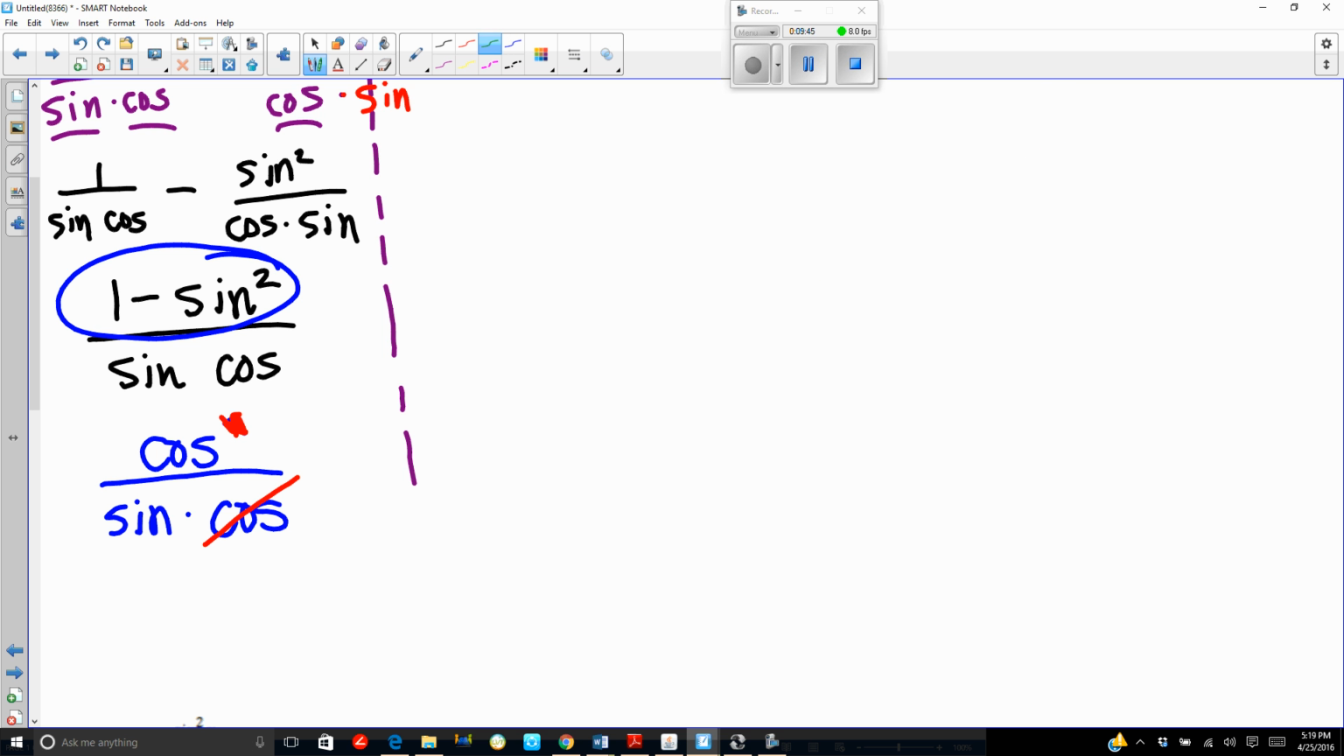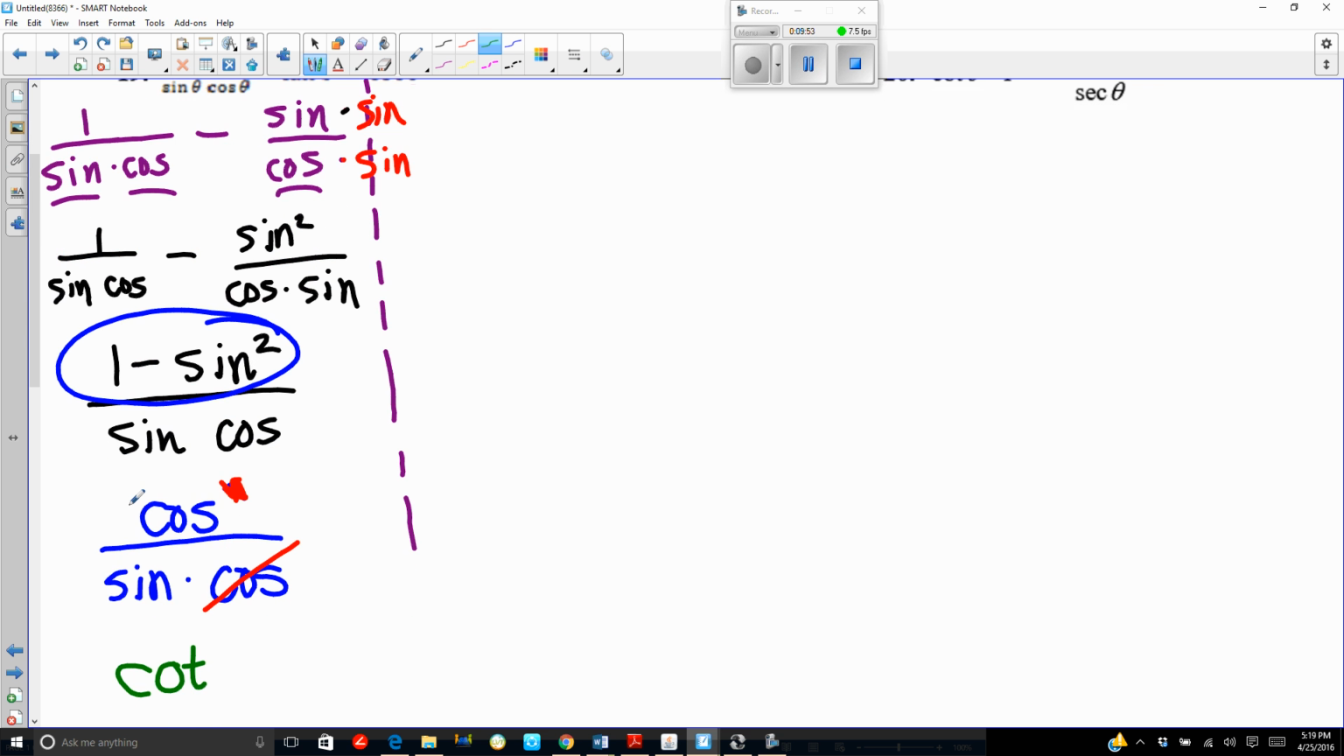And cosine over sine, that is the definition of cotangent. So let me look up. So yeah, that's what we were trying to prove. We were trying to prove that it's equal to cotangent.